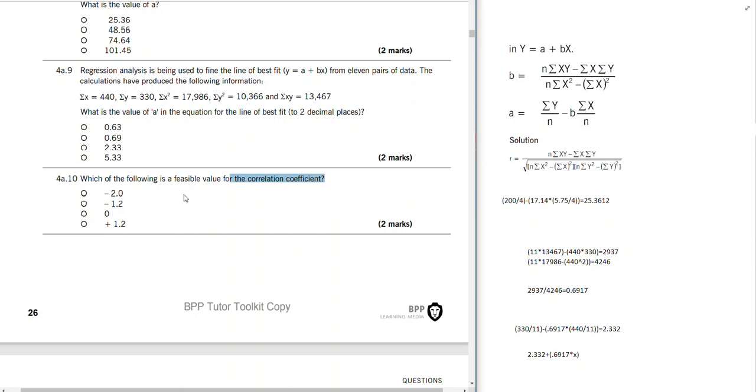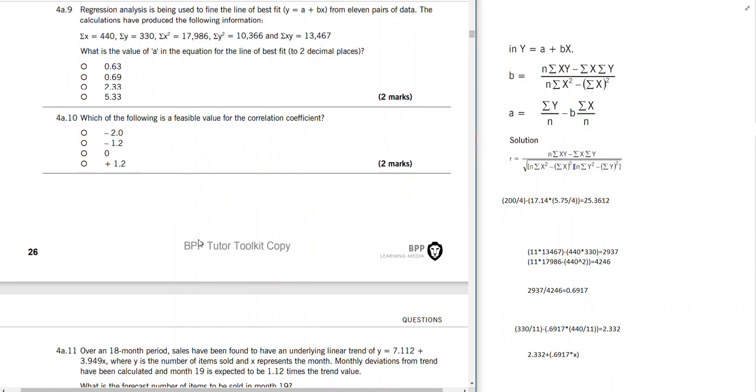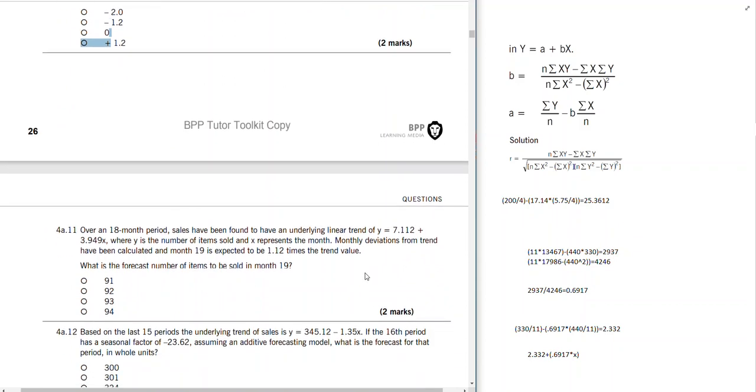Which of the following is a feasible value for correlation coefficient? Feasible area means area where the answer could be: minus 0.2, minus 2, minus 1.2, 0, plus 1.20. 0 is correct. So the answer would be anywhere between plus 1 to minus 1. It could be 0 as well. 0 would mean there is no correlation.